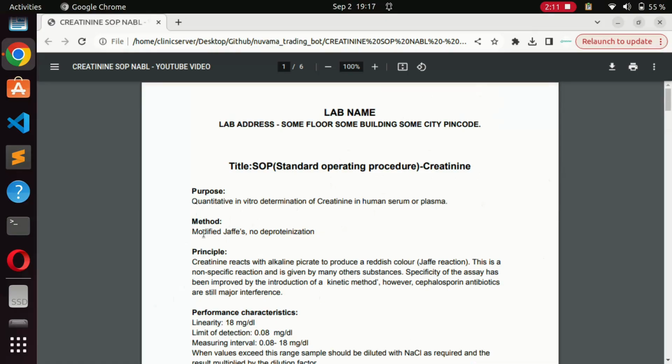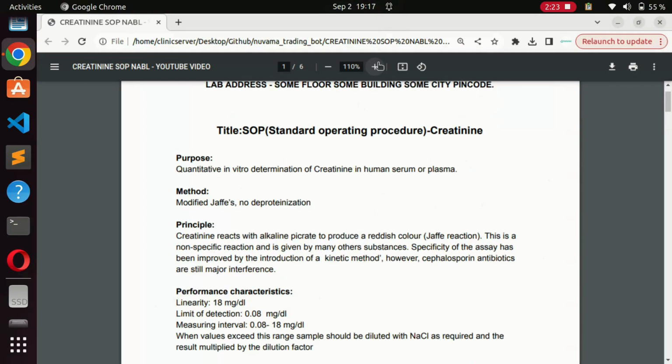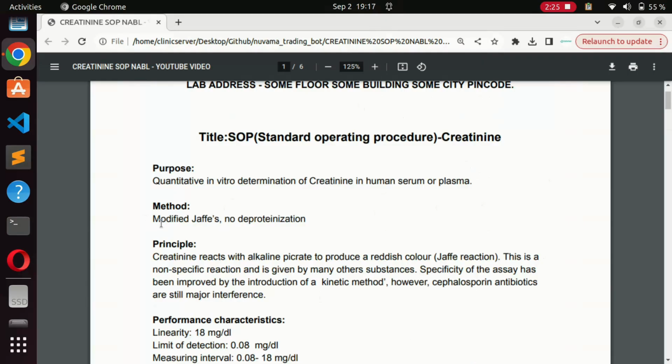The next thing is, what is the method? The method is modified Jaffe's without deproteinization. So this is the technique that is being used in this lab. You must mention the method or the exact type of chemical reaction that is going to be used for the measurement of the analyte. The next thing that we come to is the principle.